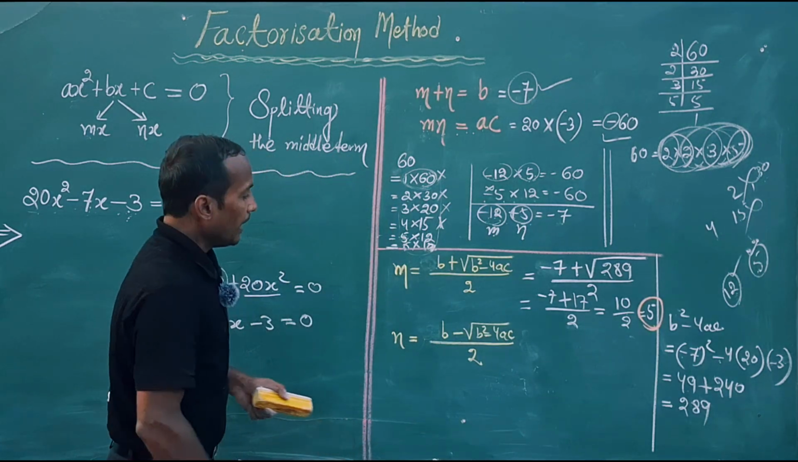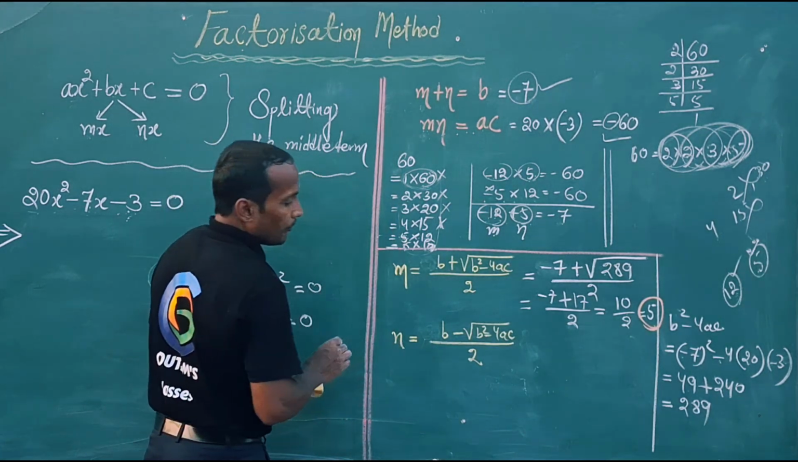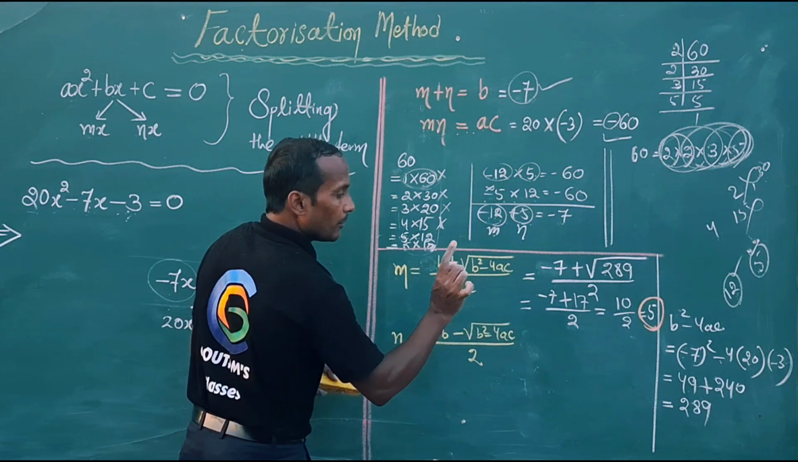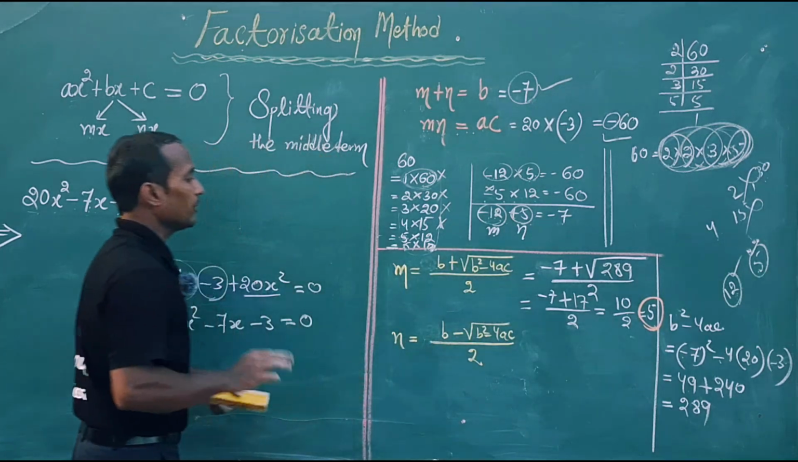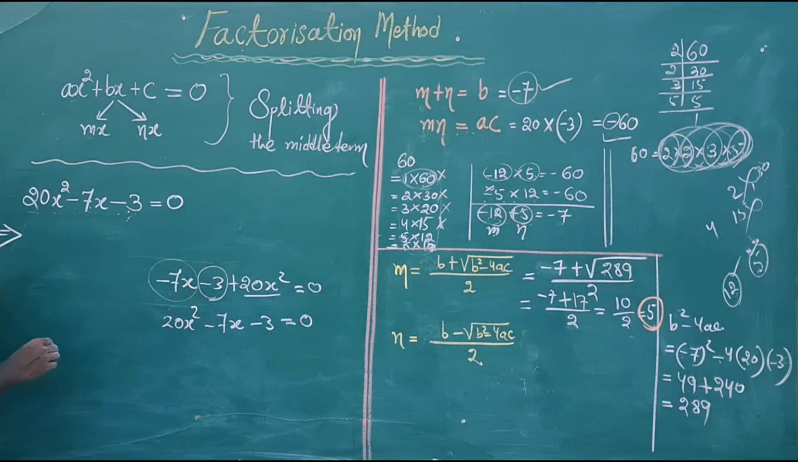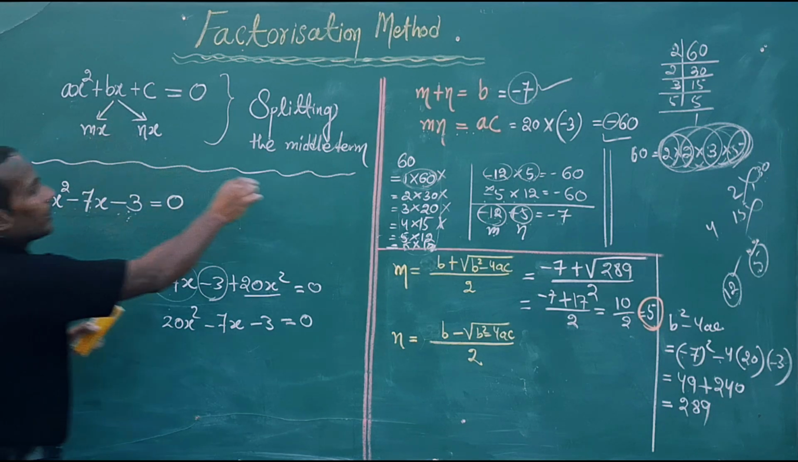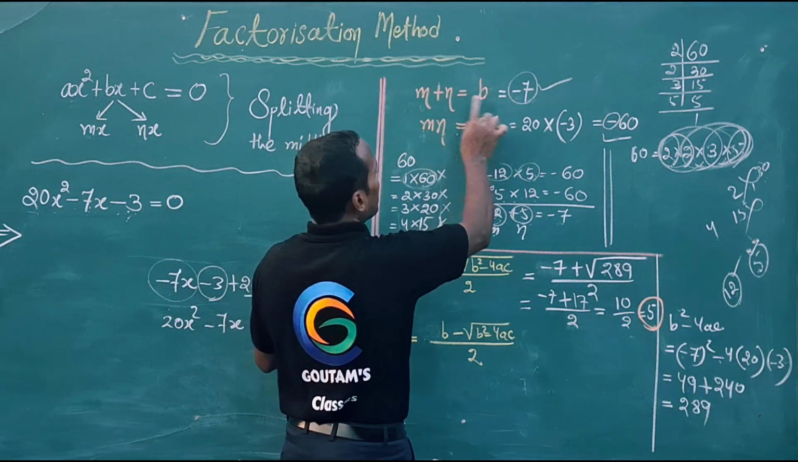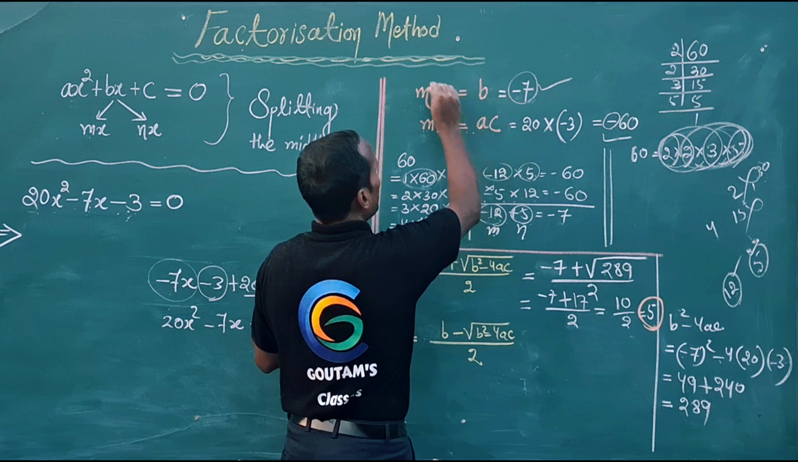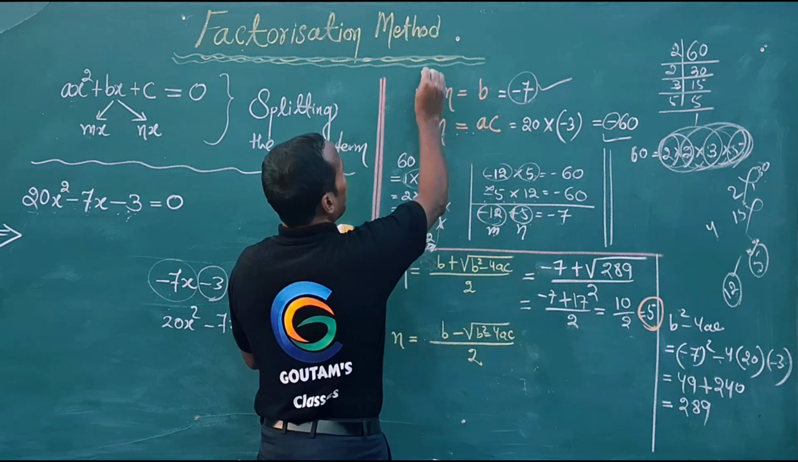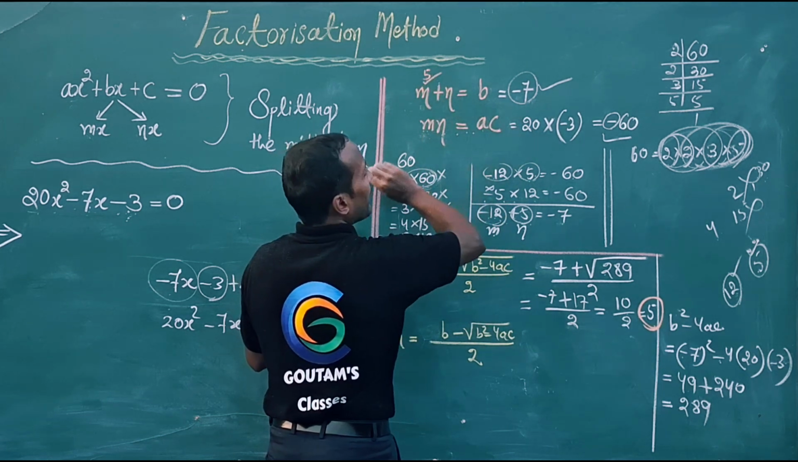Okay. And what is the value of n now? You can use this formula to calculate. But let me tell you, you have already calculated 5, which is the value of m. So let us think what is n. M plus n gives you b. Here m plus n is minus 7. You have already found m is 5. If m is 5, then what will be n?